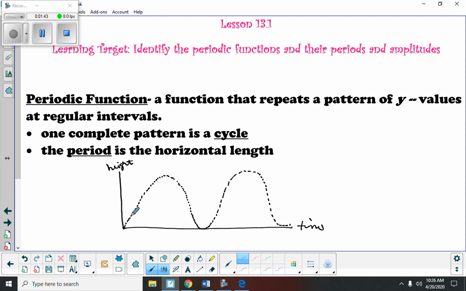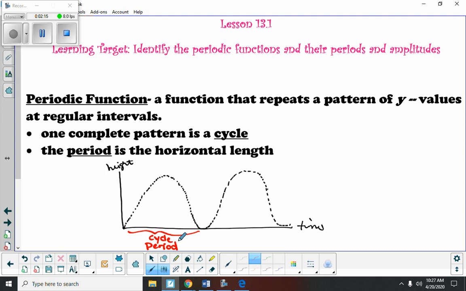It's repeating the y values. The heights get repeated. So the y value here is the same as the y value here. The y value here and here are the same, and here and here. So it keeps coming back to those same y values. So one complete pattern, from the minimum to the next minimum, to ground level, is called a cycle, which is also called a period, the period of the function.